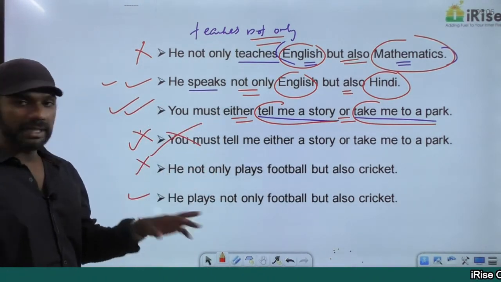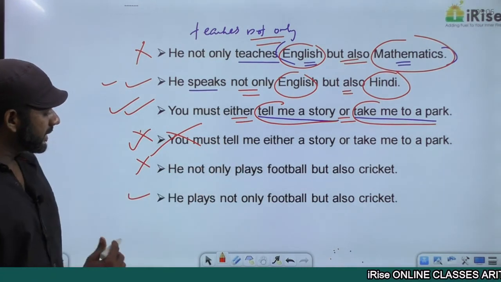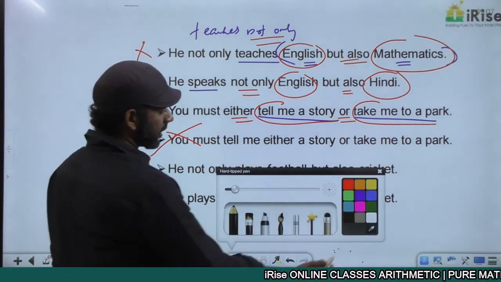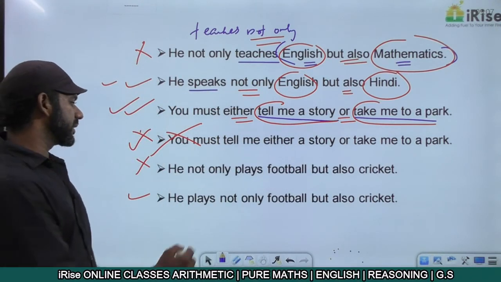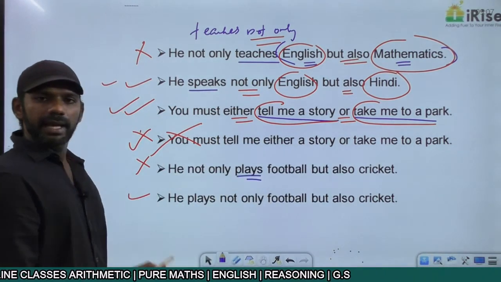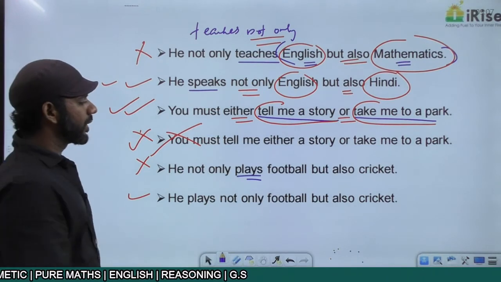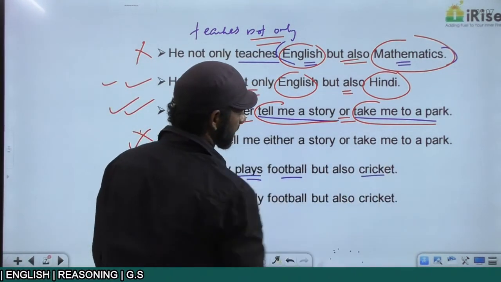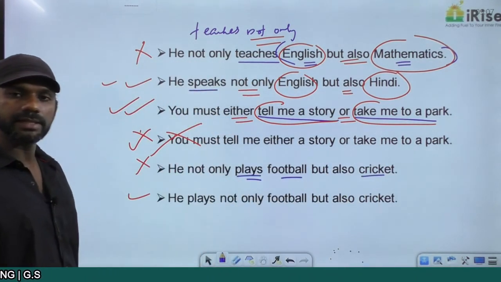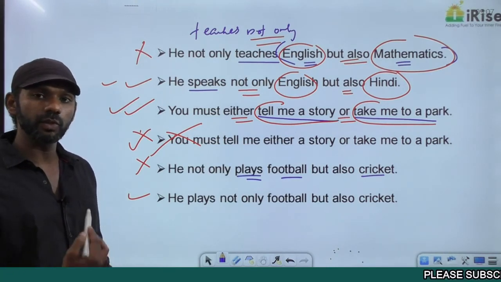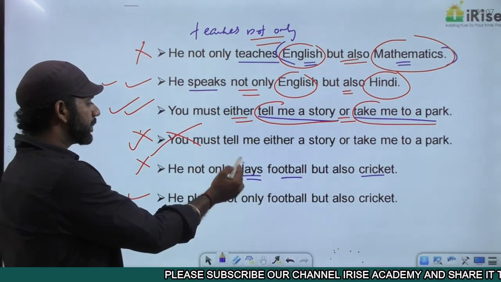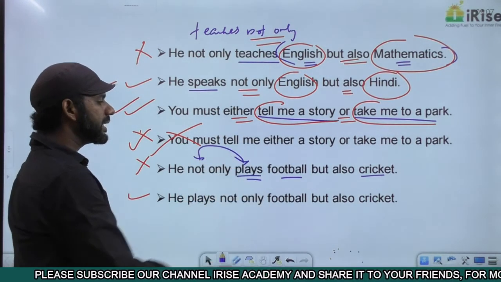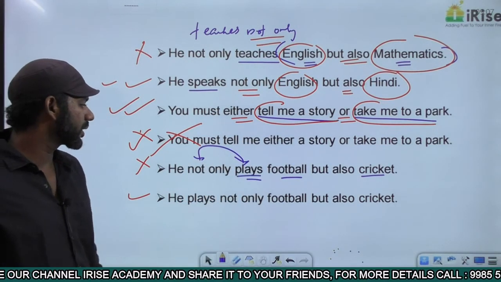Come to the last but one sentence. He not only plays football but also cricket. We have only one action here, that is plays, and related to two entities. One is football and the other one is cricket. One action, two entities. Not only but also must connect those two entities. So in this case, the correct sentence must be, he plays not only football but also cricket.